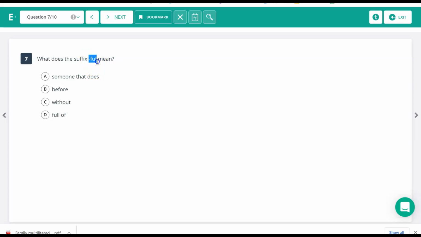So what does the suffix full mean? As in the word hopeful, grateful, thankful. It means that you are blank of what? Choose the meaning of full and then click next.